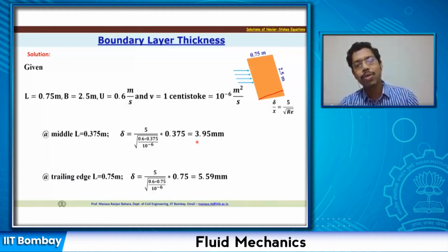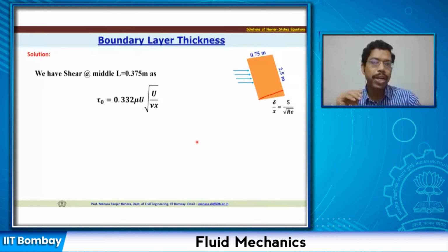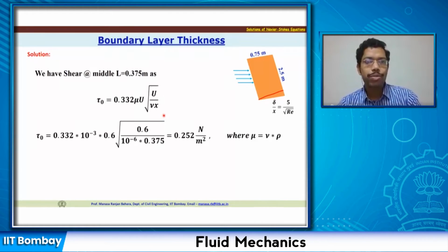Similarly, we can now solve for the shear stress. The shear stress at the middle of the plate is given by this expression which we have already derived, 0.332 mu u times the square root of u by nu x, and we know the values of these parameters. It is just a matter of substituting the values. If you substitute all the values, you are going to get 0.252 Newton per square meter.